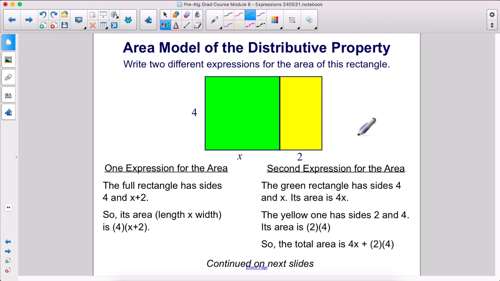There's another way to express the area. We can do the area of this square plus the area of this rectangle. The green rectangle has sides of 4 and x. Therefore, its area is 4x. The yellow rectangle has sides 2 and 4. Therefore, its area is 2 times 4, which is 8. Therefore, the total area would be 4x plus 2 times 4.